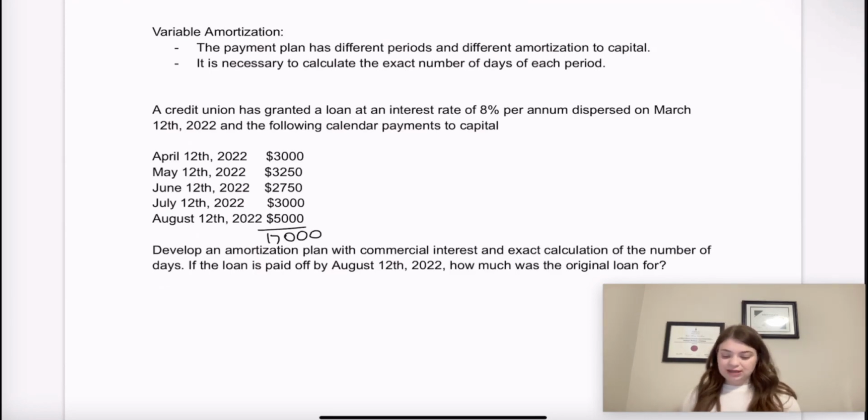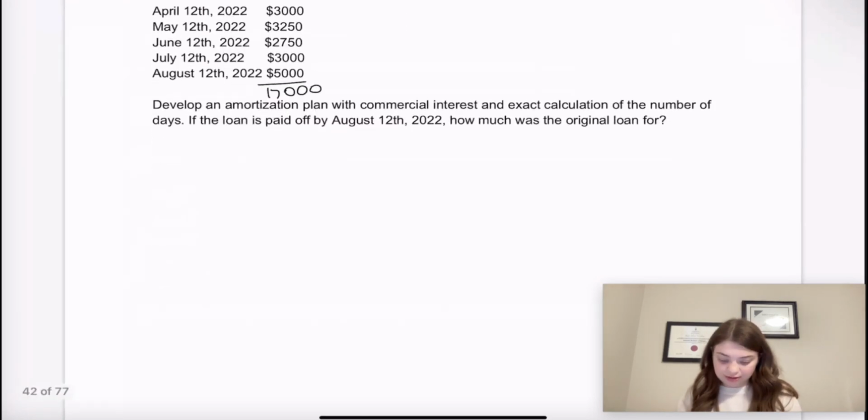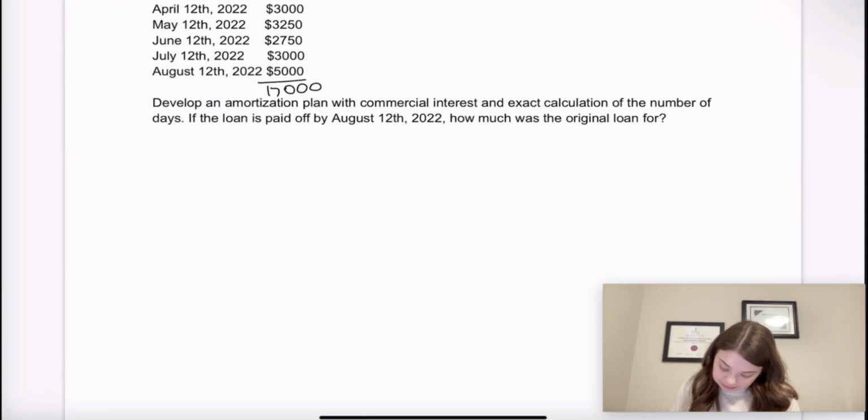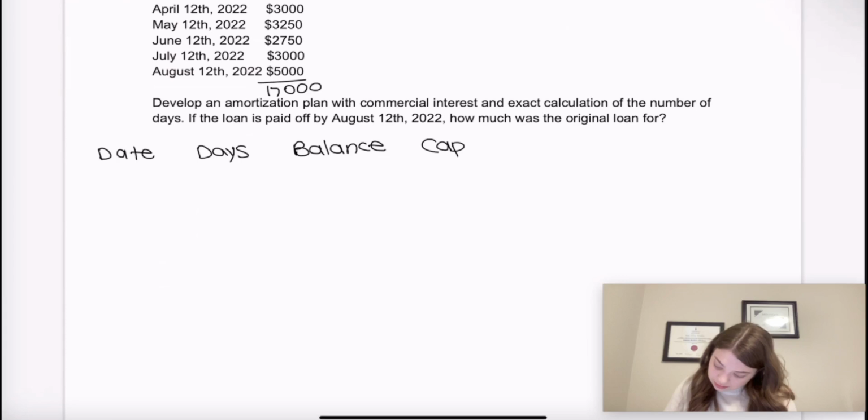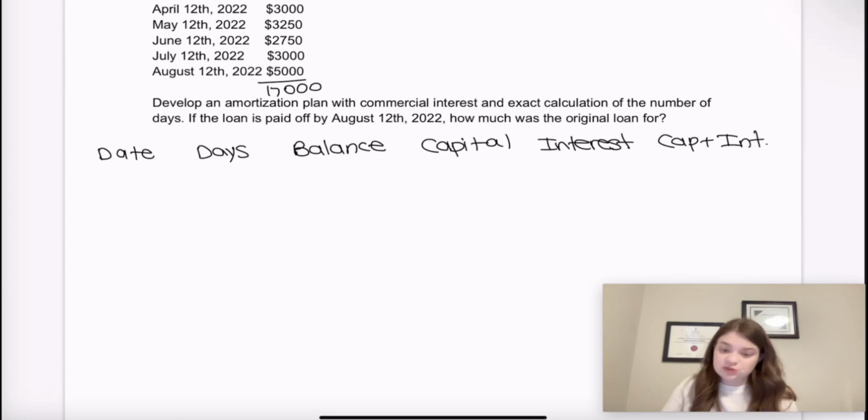Okay, so next I'm going to start my amortization table here. So I'm going to write down the date, and then the number of days, and then the balance of the loan, and then the capital, and then the interest, and then the capital plus interest. So very similar columns to what we normally have. The only difference here is instead of just putting a number of years, here we have to put the exact number of days when it does come to a variable amortization in general. So that's why we're doing that.